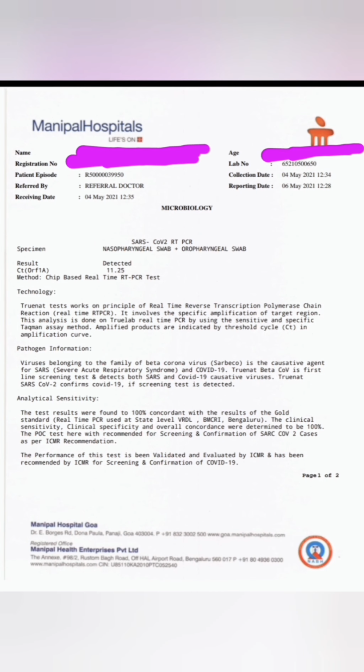This is an example of a TrueNet report. We know now how the sample is collected. We know what CT means. We also know what ORF1A stands for. The viral load detected was 11.25, which is high viral load.